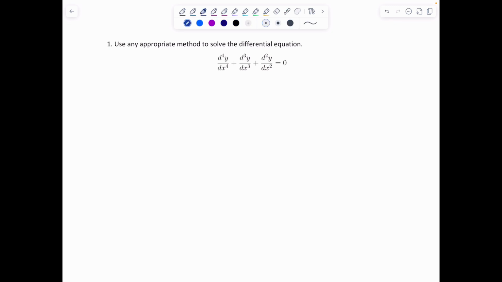Remember, to start off, we assume a solution of the form y equals e to the mx. And then when you make the appropriate substitutions, which we usually don't have to write out anymore, the characteristic equation is m to the 4th plus m cubed plus m squared, and that all equals 0. This is just a homogeneous differential equation here. So our goal now is to solve and find the roots of the characteristic equation.